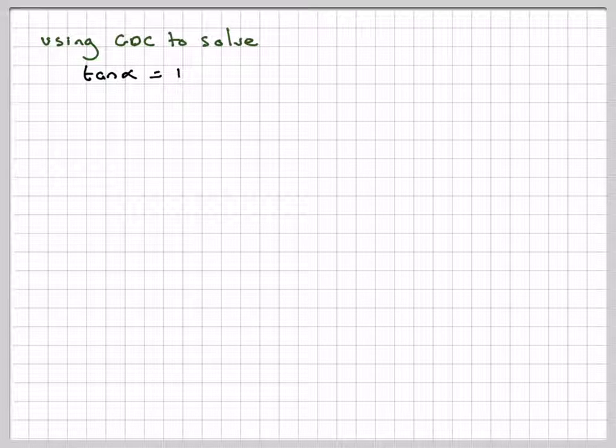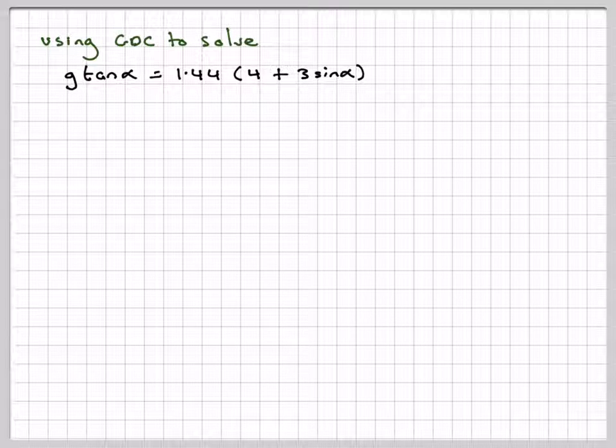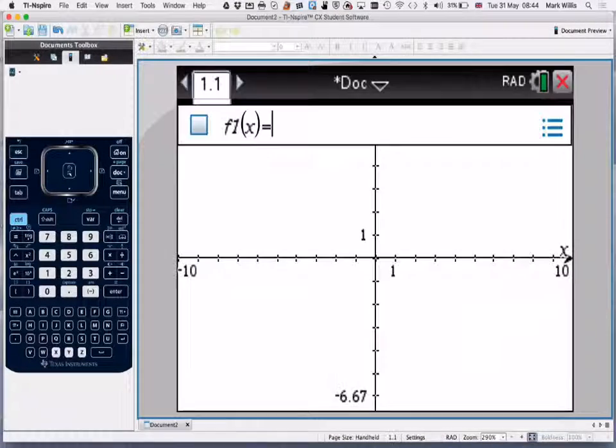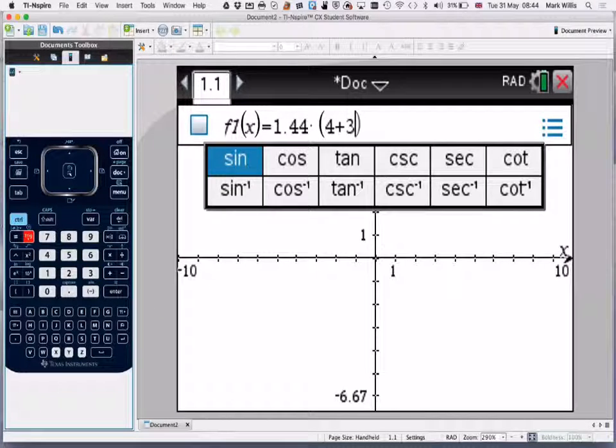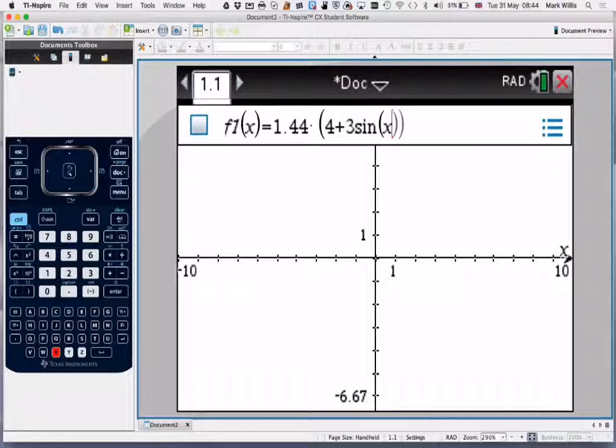Unfortunately, we can't solve this directly, so we're going to use our GDC, or some graphing software or some numerical method. If we go to our GDC and go to graphing mode, and then we put in 1.44 times brackets 4 plus 3 sine of x, we'll get one graph here. Notice we're actually in radian mode here, please.